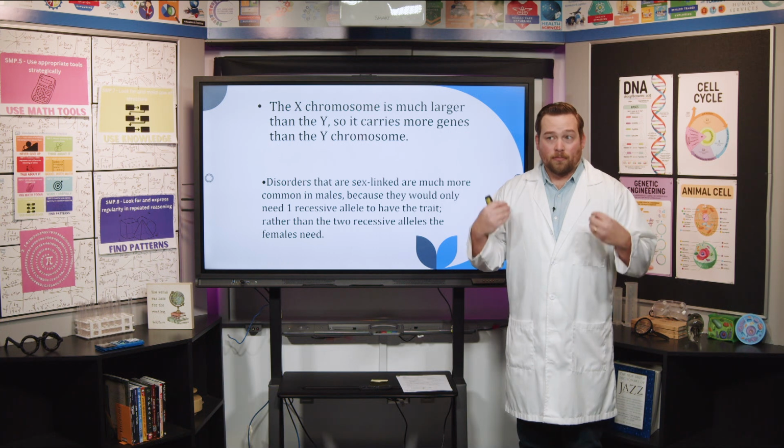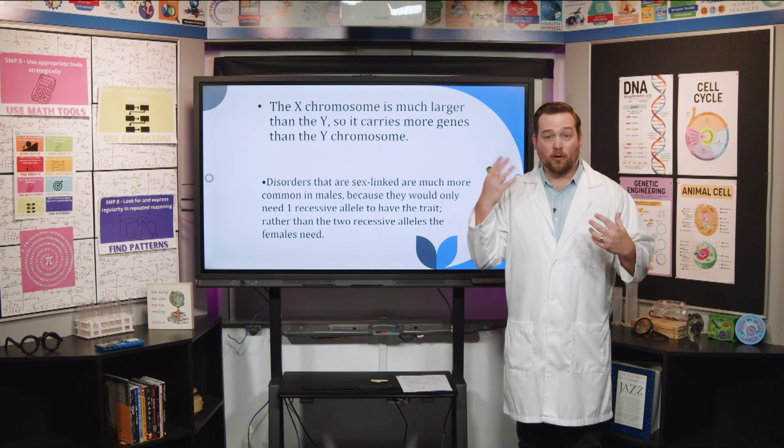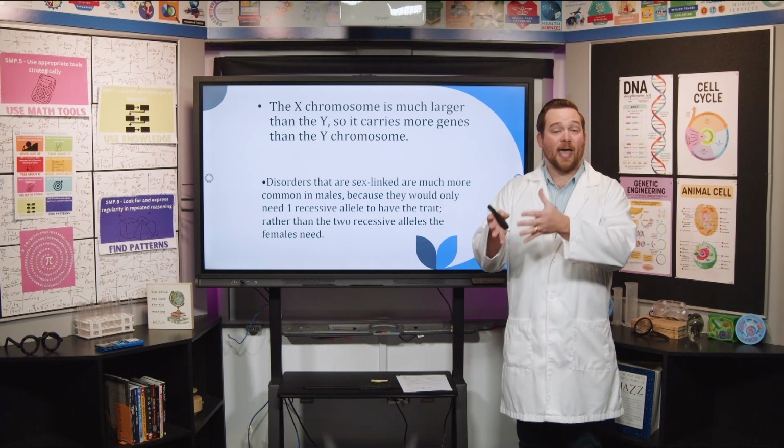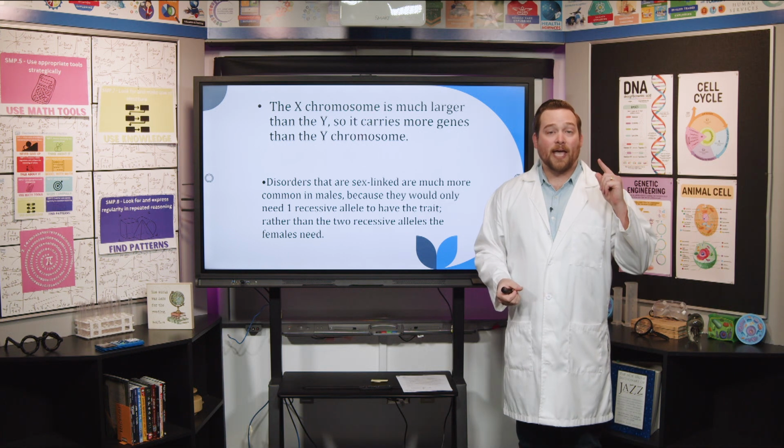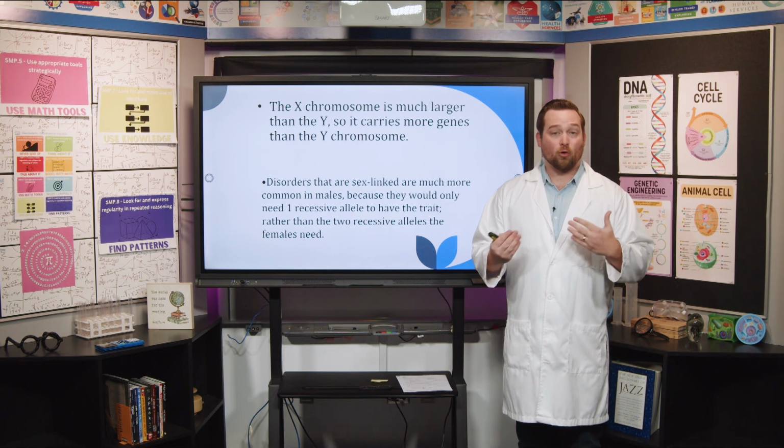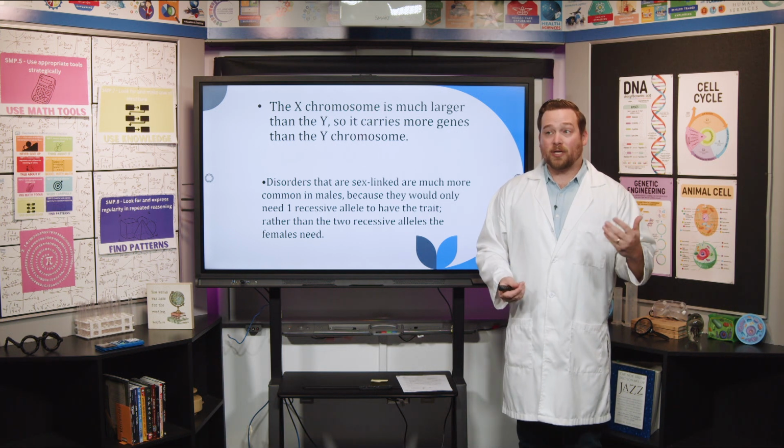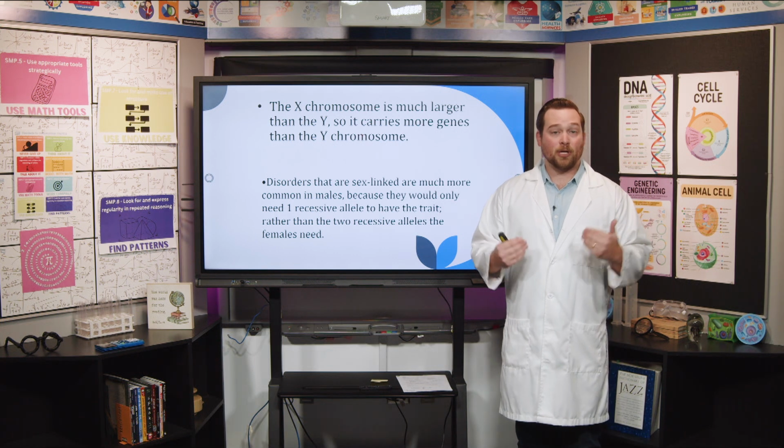Men, because I'm a guy, I'm XY, only have one X chromosome, and the allele for color vision is on the X chromosome. So I only have one chance at getting that normal vision. If I happen to get a recessive allele, then I'm going to be colorblind.